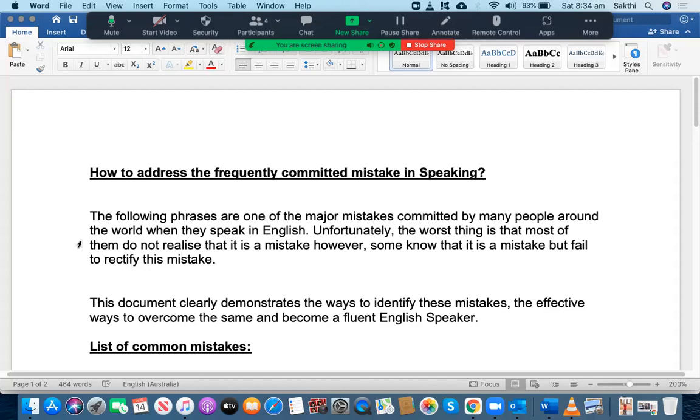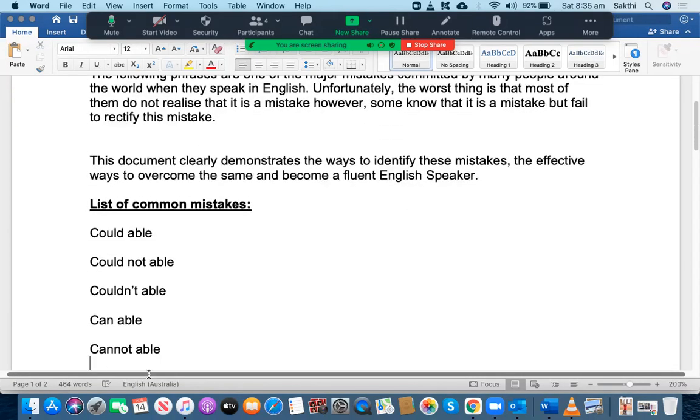Some of the phrases are committed in English by many students, and they don't realize whether it is a mistake. But there are some people who know that it is a mistake, but they again fail to rectify it. So this document clearly states the ways to identify these mistakes and the effective ways to overcome them and become a fluent English speaker. All right, let me tell you the list of common mistakes. These are the common mistakes.